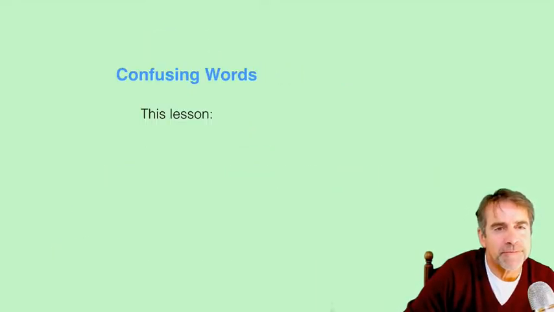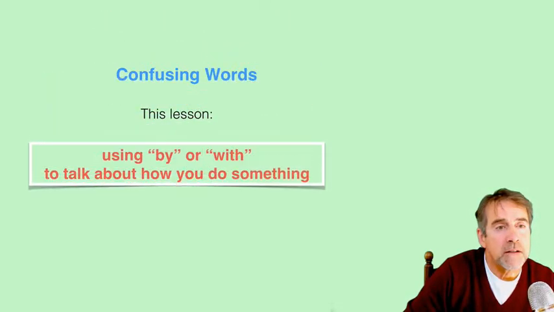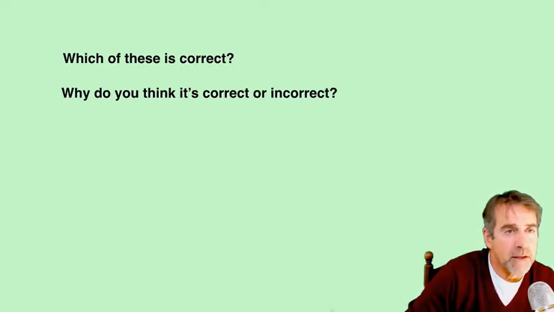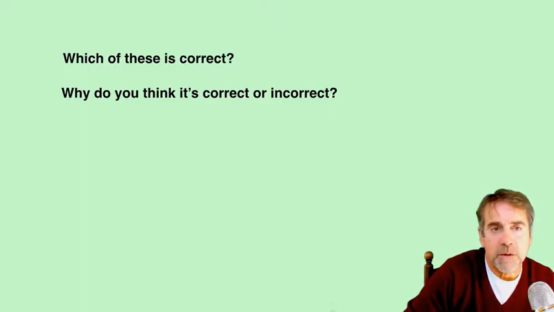Let's get started. So today's lesson is about confusing words, and more specifically, how to use by or with when we're talking about how you do something. Let's look at some examples. Which of these is correct? Look at the sentences and tell me why you think they're correct or incorrect.